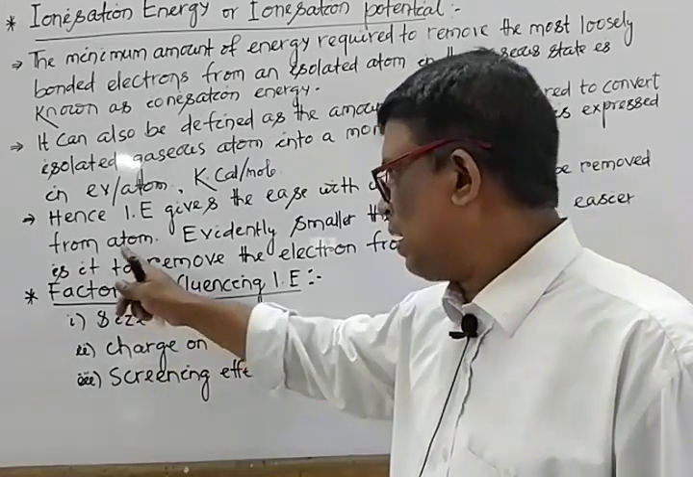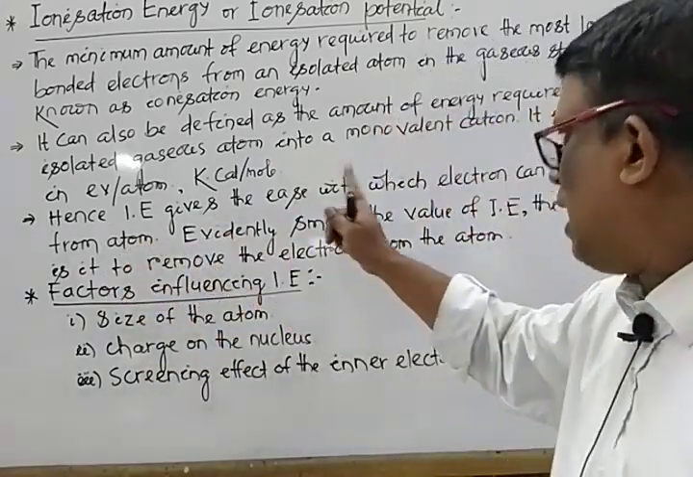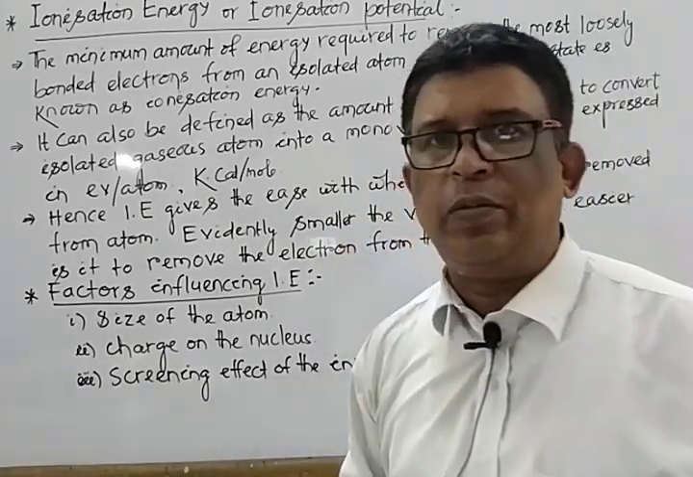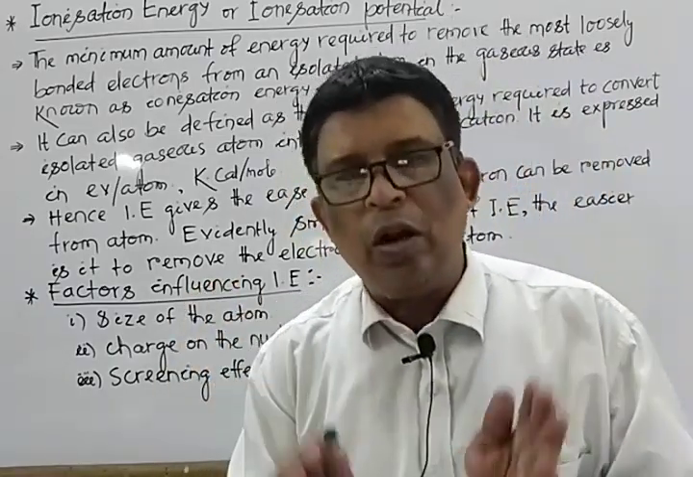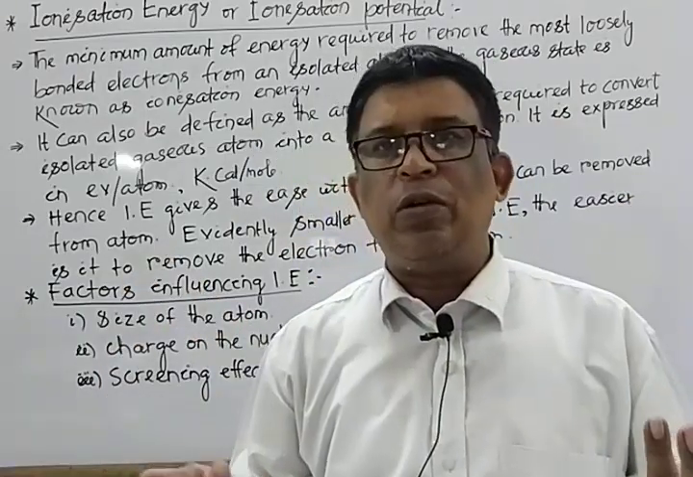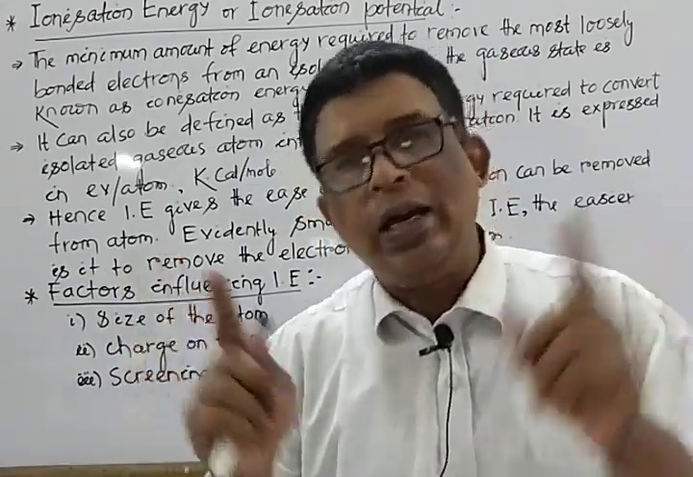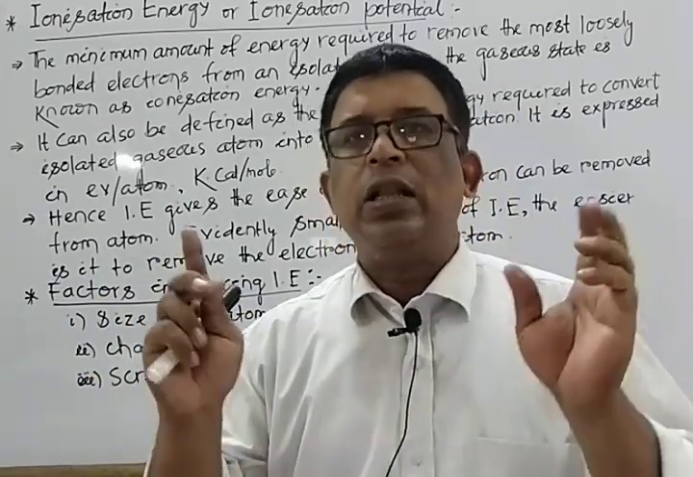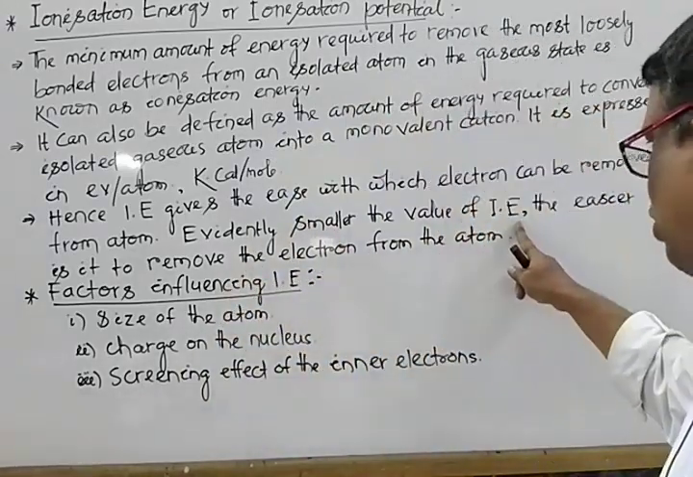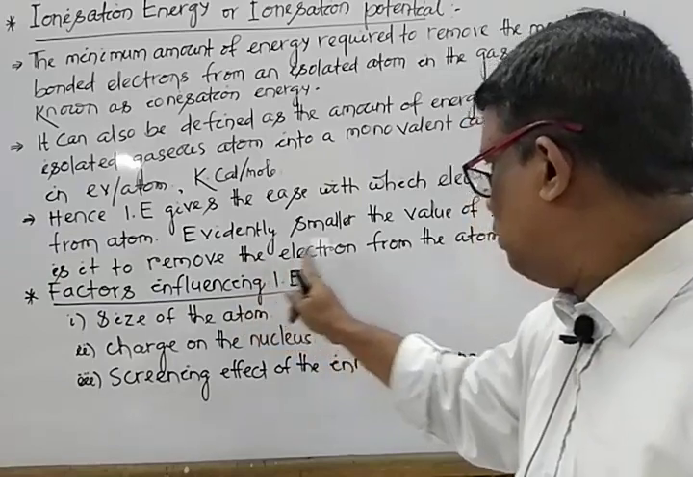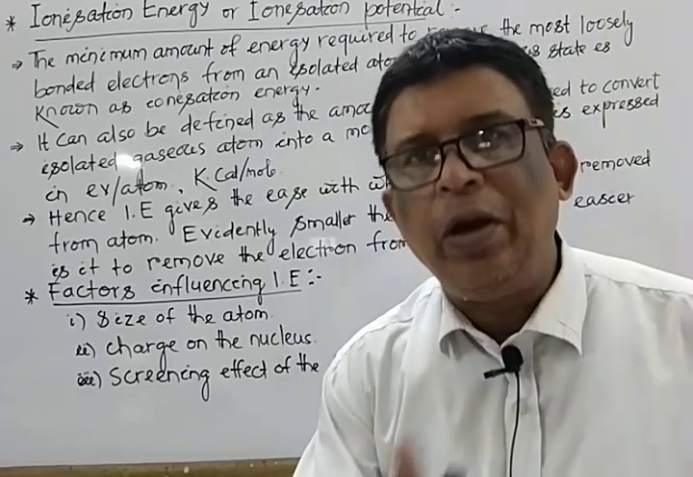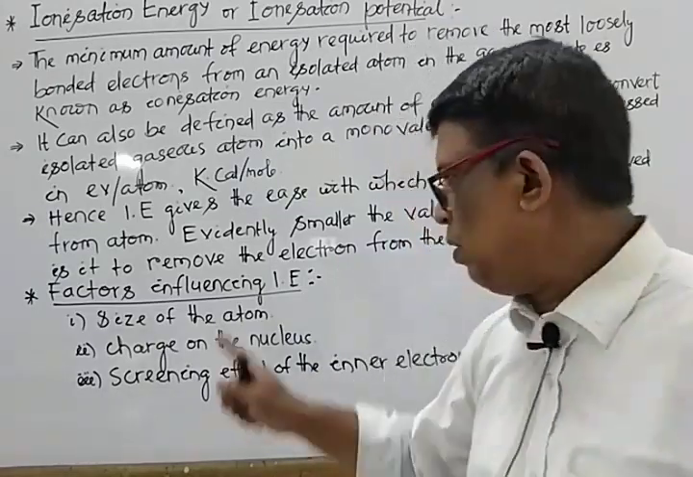In other words, also mark that ionization energy gives an idea about how easily an electron can be removed from the atom. If the ionization energy is smaller, that means the electron is loosely bonded, as a result of which less amount of energy is required. If the ionization energy is higher, it indicates that the valence electron is tightly bonded. That means it is clear that the smaller the value of ionization energy, the easier it is to remove the electron from the atom. The higher the ionization energy, the more tightly bonded, and it is difficult to remove the valence electron from the neutral atom.